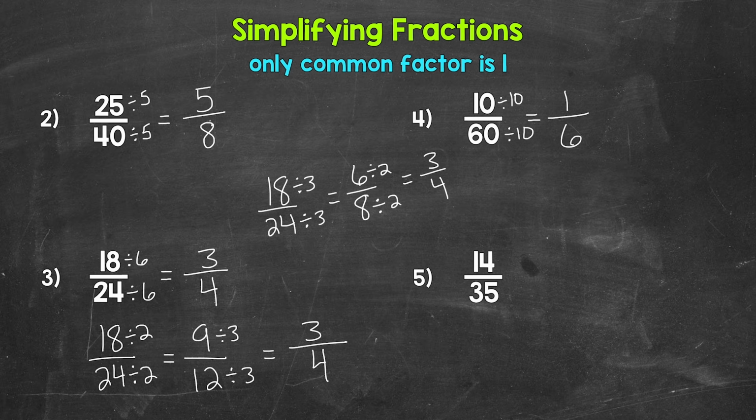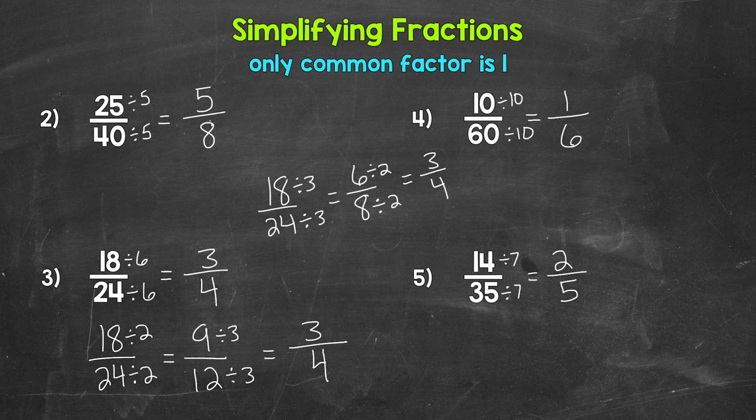Let's think about 14. We know that 1 and 14 are factors, but also we have 2 and 7. So do any of those factors work for 35 as well? Yes, 7. 7 is a common factor, and it happens to be the greatest common factor. So let's divide both 14 and 35 by 7. 14 divided by 7 gives us 2, and 35 divided by 7 gives us 5. So we end up with 2/5. The only common factor between 2 and 5 is 1, so we are done.